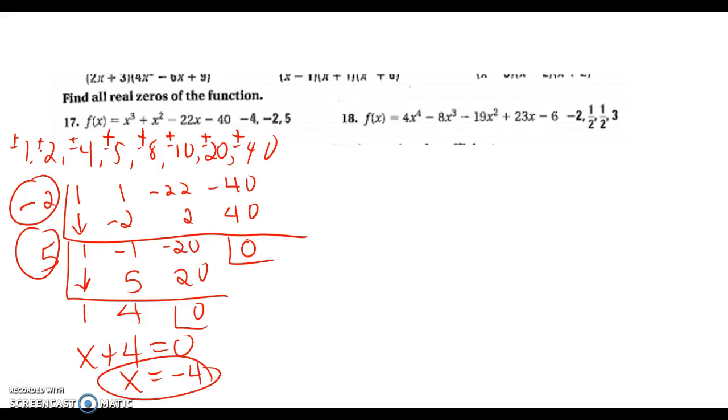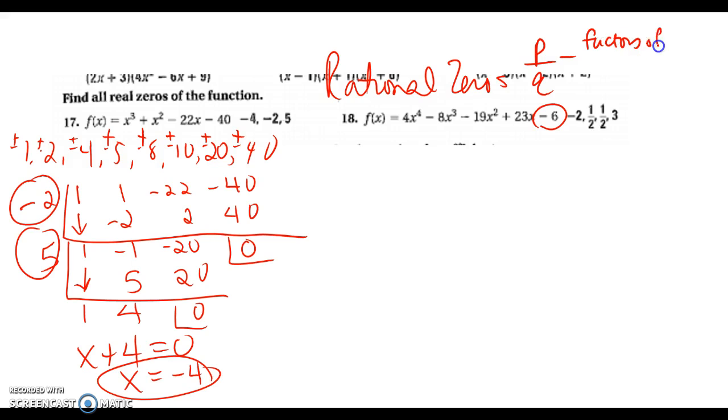Okay, continuing with problem 18. Remember, if we're finding our potential rational zeros, we use this ratio P over Q, where P is the factors of the constant term, and Q is the factors of the leading coefficient.